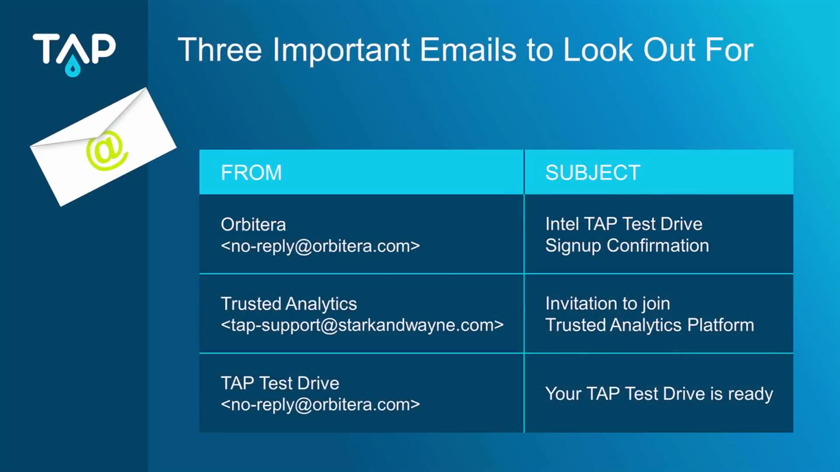As part of your test drive, you will receive a series of emails. It is important that you review these as they contain information that you will need to complete your test drive. These emails will come from 3 senders. The first is Orbiterra, which is the organization that manages AWS test drives. The other 2 senders will be TAP Test Drive and Trusted Analytics. These are emails generated from your test drive instance of TAP. Please be sure to check your email for these when you launch your test drive.